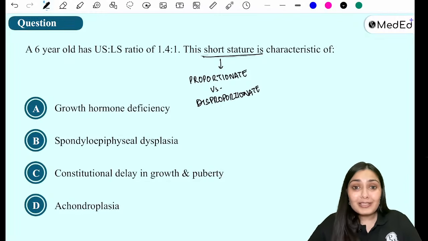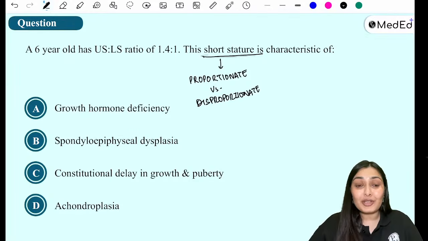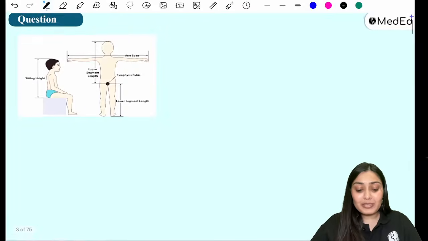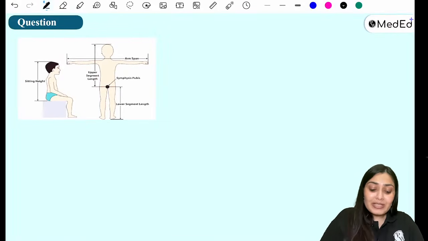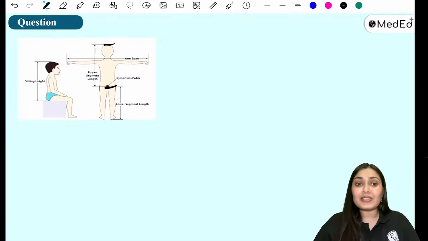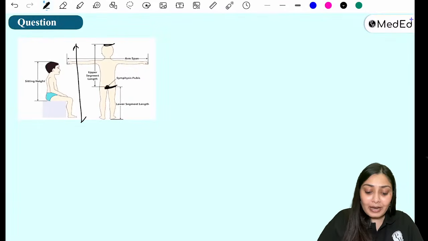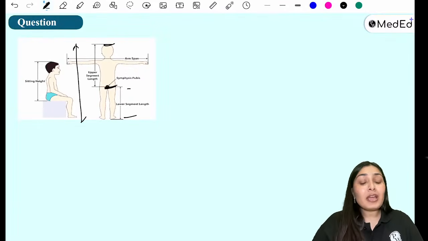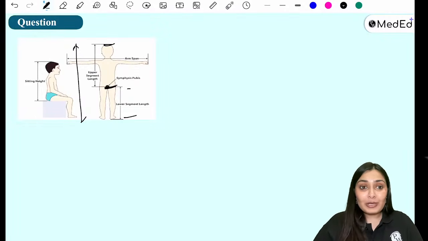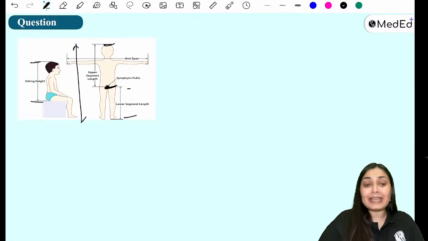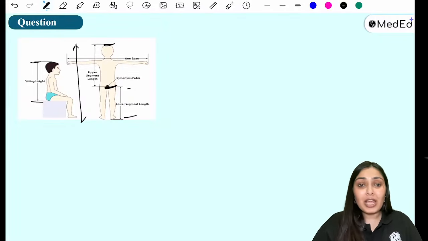To know whether this is a proportionate short stature or a disproportionate short stature, you need to know about this ratio, that is the upper segment lower segment ratio. So let's dive into the basics. What is upper segment? What is lower segment? If you take the height from the top of the head till pubic symphysis, this is the upper segment. And if you subtract this upper segment from the entire height, you get this lower segment. On the other hand, you can also calculate this upper segment by calculating the sitting height of this child, right? Either way we can measure this upper segment lower segment ratio.